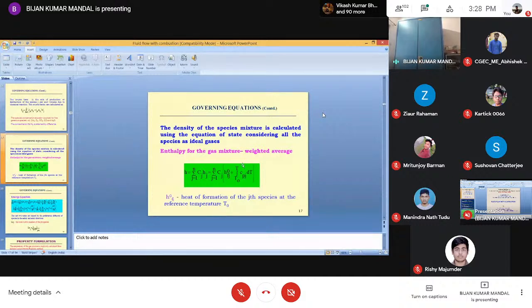That is, you have to calculate the enthalpy of each component at the temperature by this equation: HF0 plus the integration of C dT. So this is called the heat of formation, and that is the sensible heat. That is multiplied by the mole fraction. So that is basically a weighted average we are taking, and that gives you the total enthalpy at that point.